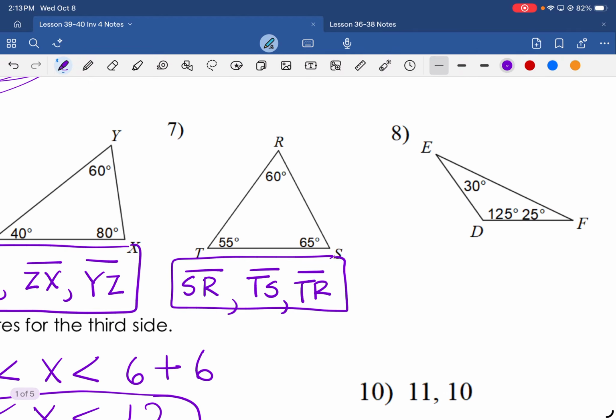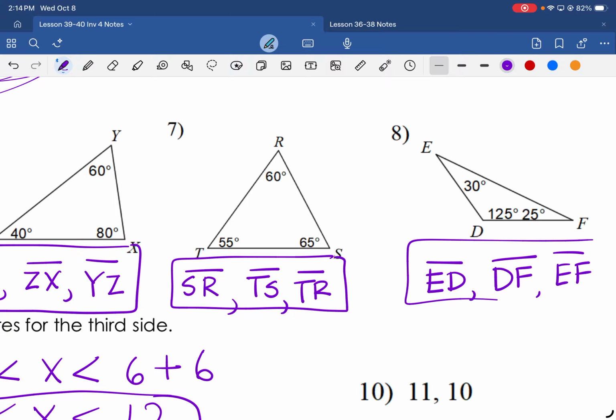Kellen, number 8. I didn't finish 8. That's okay. So for 30, you would go straight down? So it'd be DF. Perfect. Keep going. First is 25. Oh, wait, 25's first. So 25 would go straight up, right? So it'd be ED. ED. Okay. And then 125 would be. Well, hold on. Shouldn't 30 come next? Oh yeah, but it was DF. DF, okay. And then 125 would be EF. Yeah, lovely. Is this what y'all got?